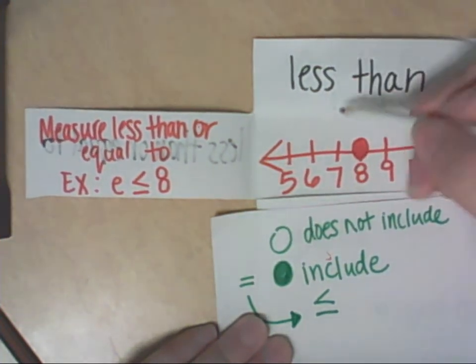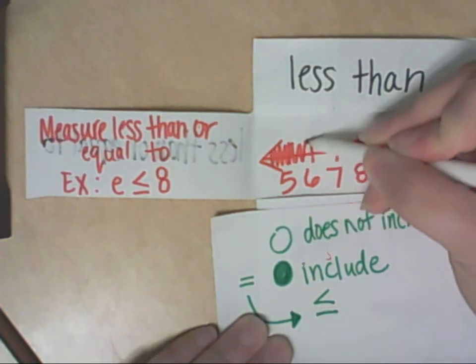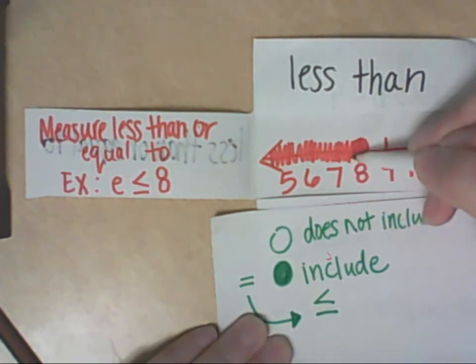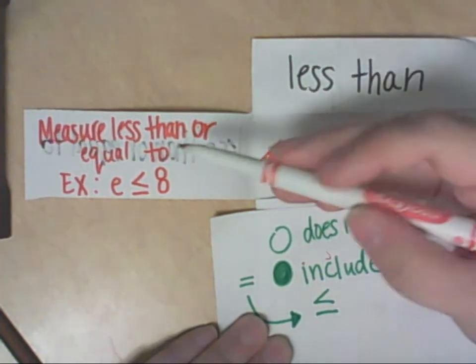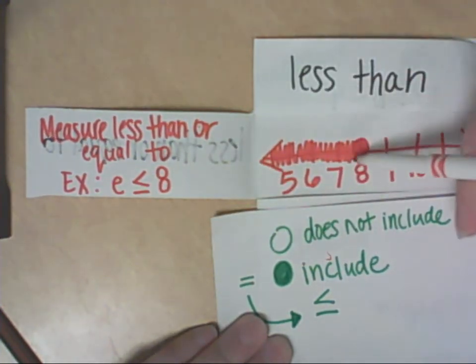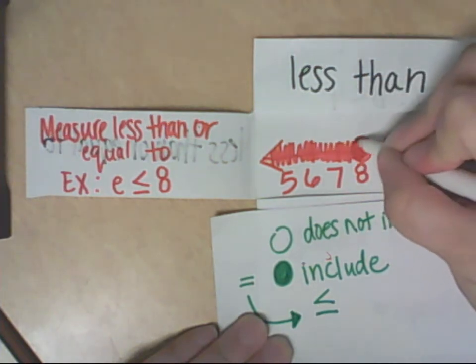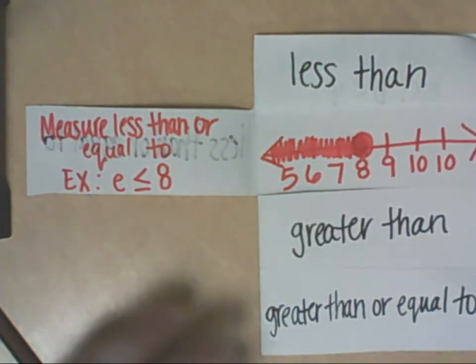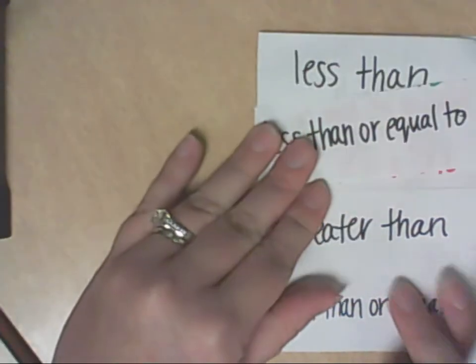So I want to shade on my number line all of the numbers that are less than 8. Is 8 included? Is 8 less than or equal to 8? Yes. And since we wanted to include 8, we had a closed circle there. Good job. Let's try another one.